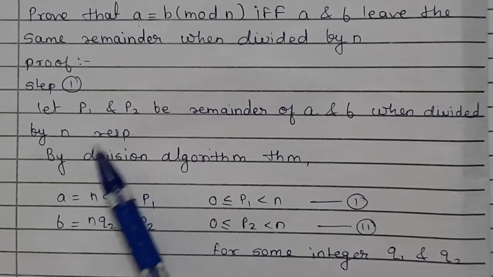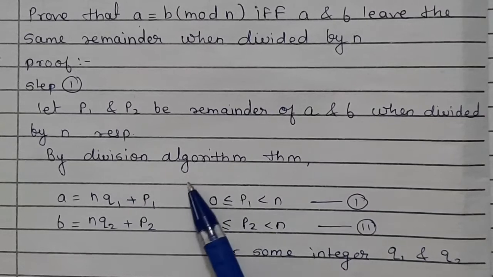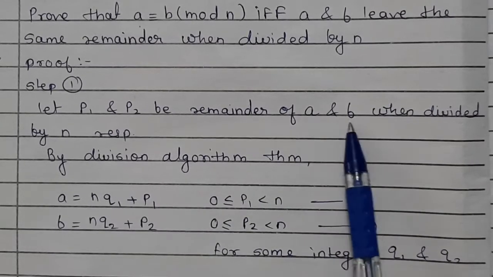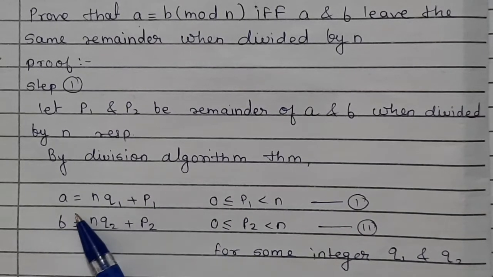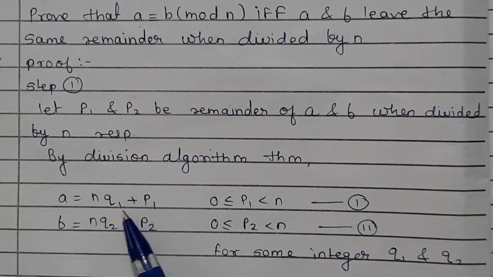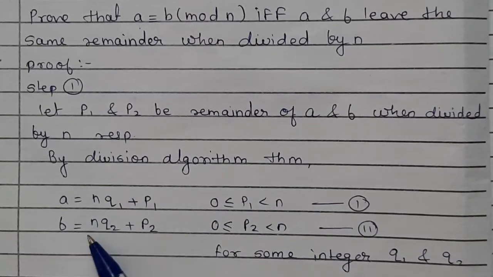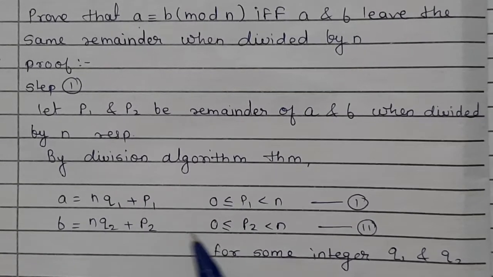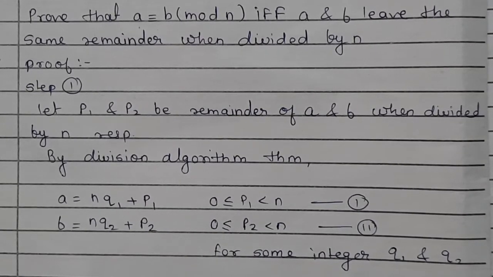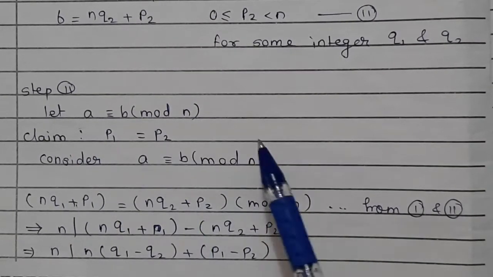In step 1 we take 2 remainders, p1 and p2, and we apply the division algorithm theorem. Here we take a and b, so we write a is equal to nq1 plus p1, where p1 is between 0 and n, and b is equal to nq2 plus p2, where p2 is between 0 and n, for some integers q1 and q2. This is the first step. Now in step 2 we will show that p1 and p2 are equal.